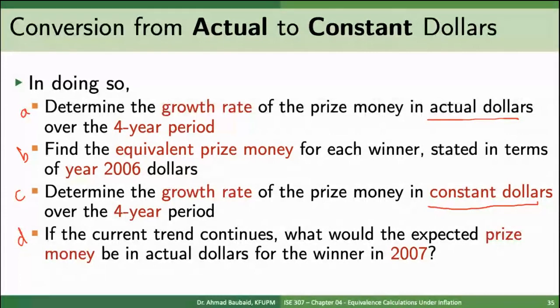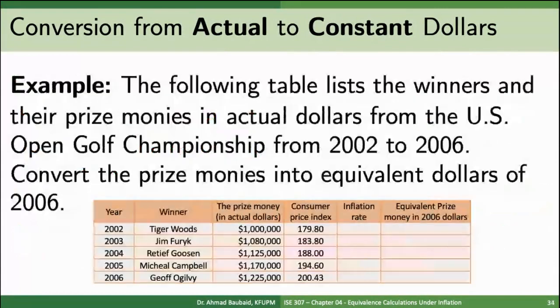on average over 4 years? And after that, finally, it's saying if the current trend, which means the current increase or growth in actual dollars, keeps going, what would be the expected prize money for the winner in the next year, 2007? Remember, here we stop at 2006. So in 2007, if these keep growing at roughly the same average rate, what is going to be the value here? Okay, so that's at the very end.